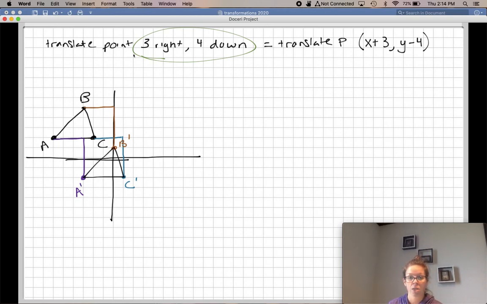So in translating a shape, you're just going to repeat the idea of translating a point, but for each vertex of the figure. Do take note that these two triangles are exactly congruent to each other. The size of the triangle did not change at all. Everything is oriented exactly the same way as well.